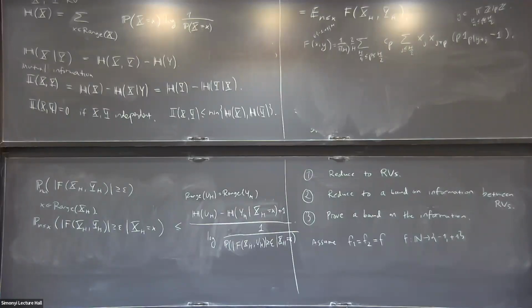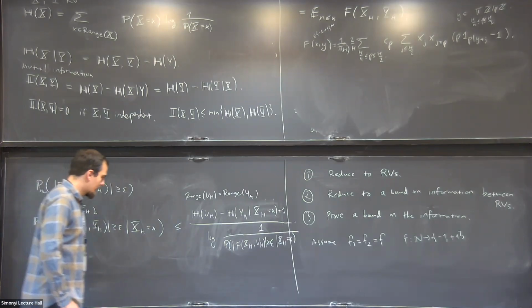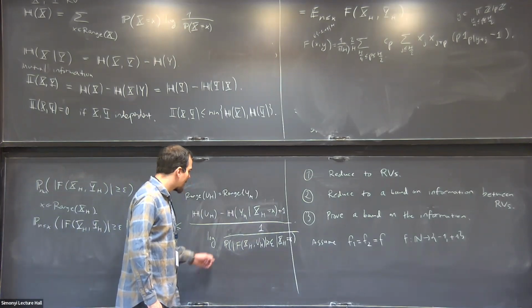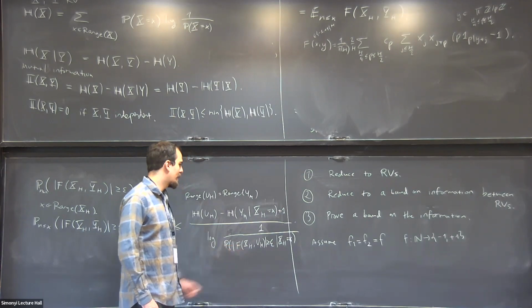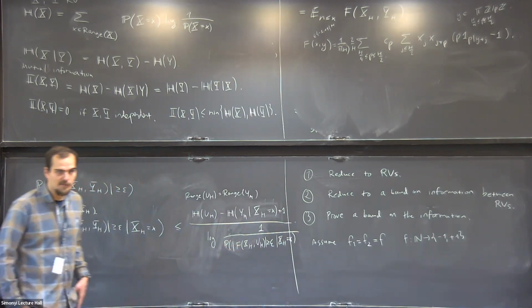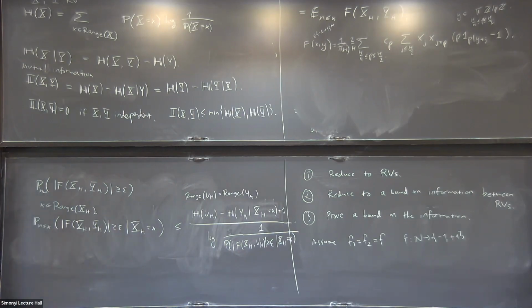Okay, so this is applying Pinsker. And okay, so this probability where we have the genuinely uniform random variable, for that you can use concentration of measure.